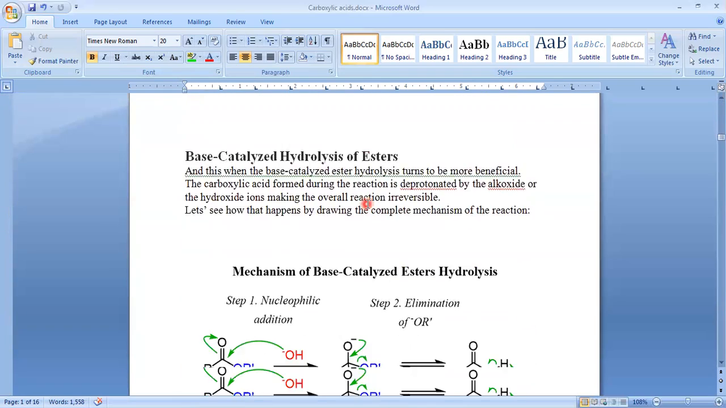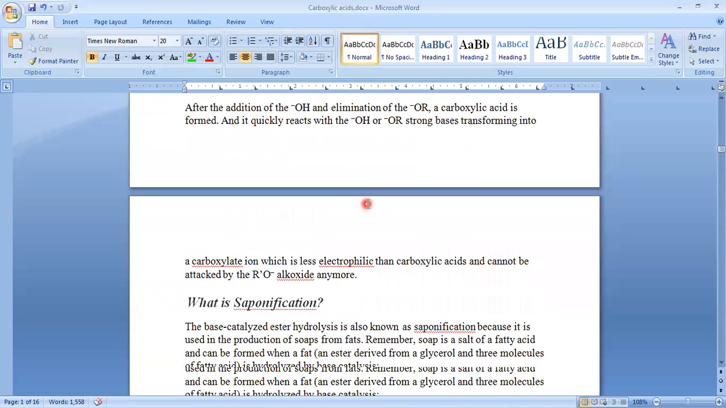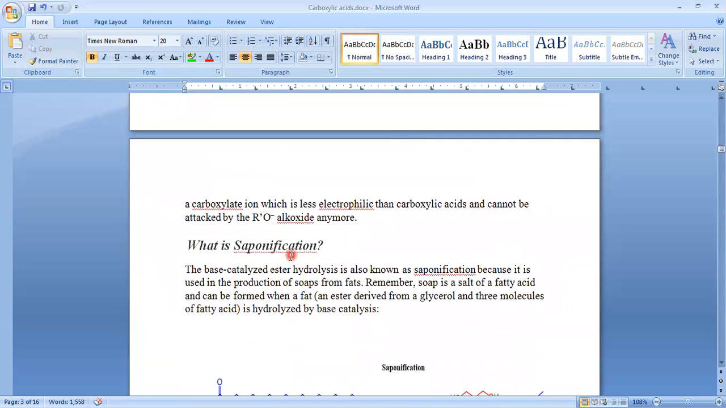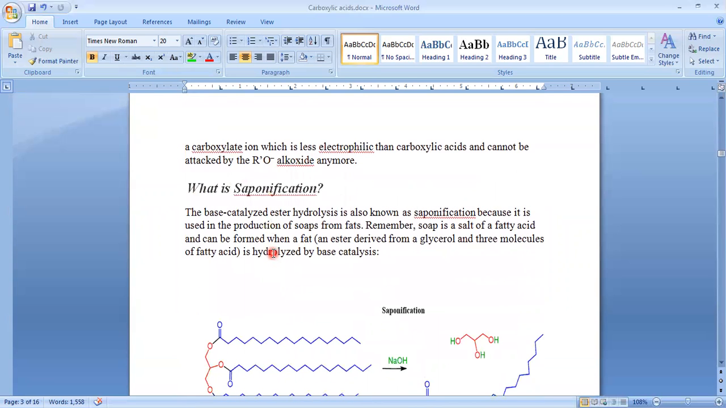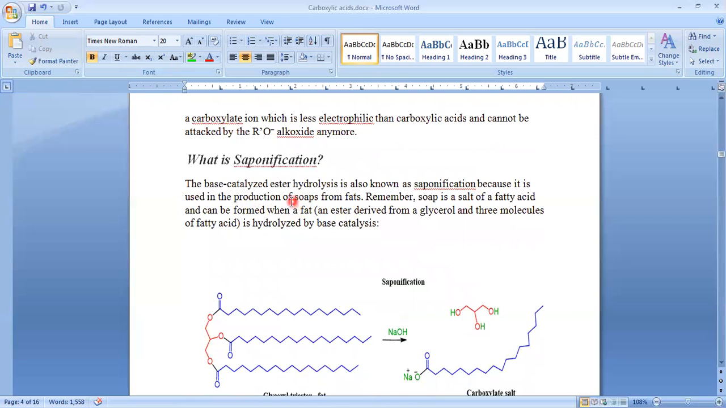And the next one is hydrolysis of amide. Okay, next one is saponification. What is saponification? Saponification is nothing but base catalyzed ester hydrolysis. This process is generally used in industry for making soaps. So this is the production of soap.